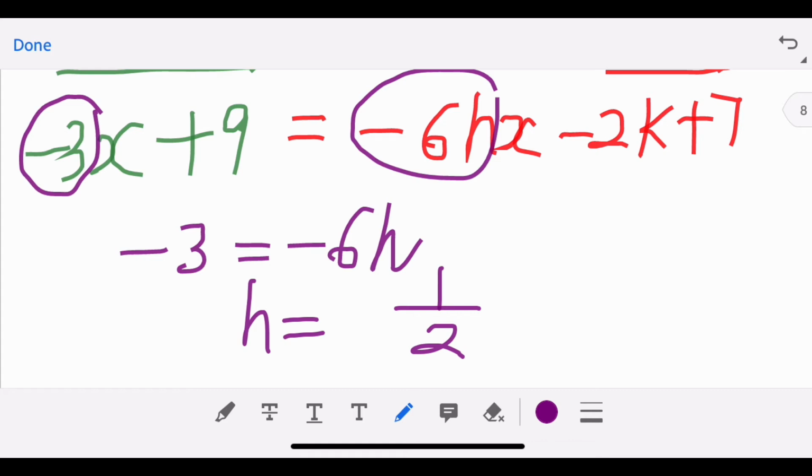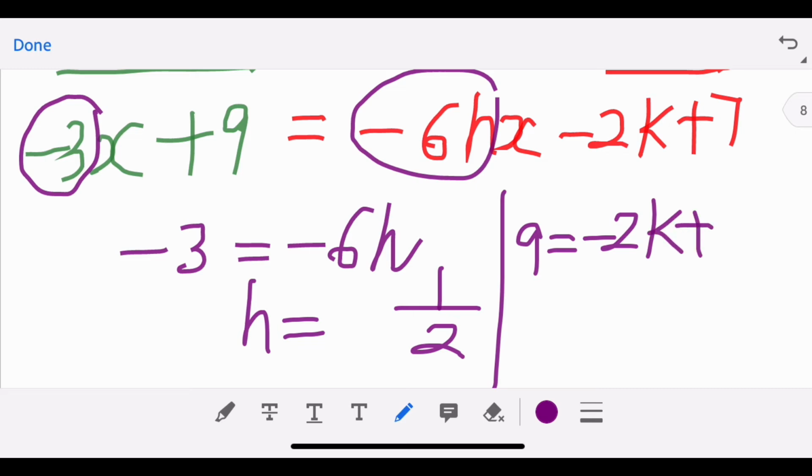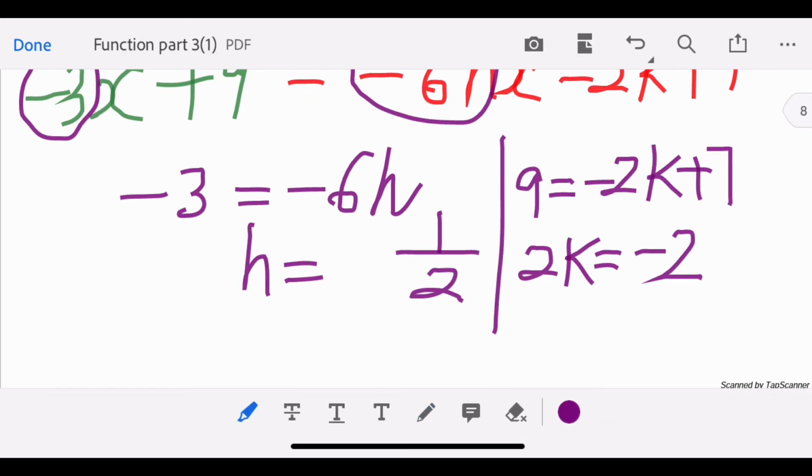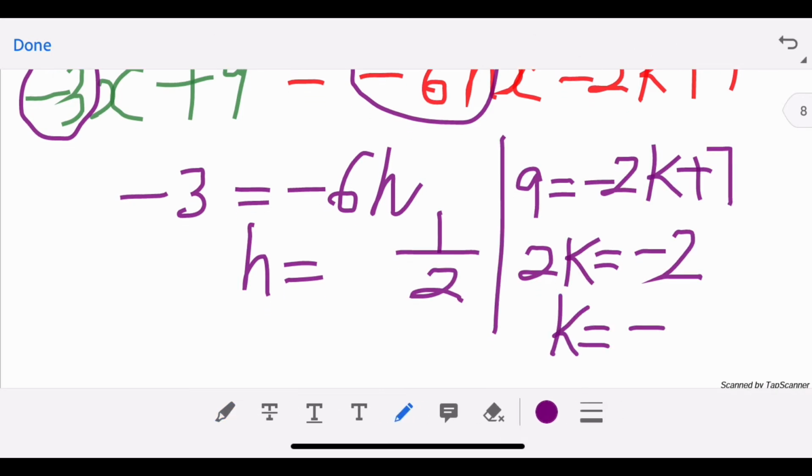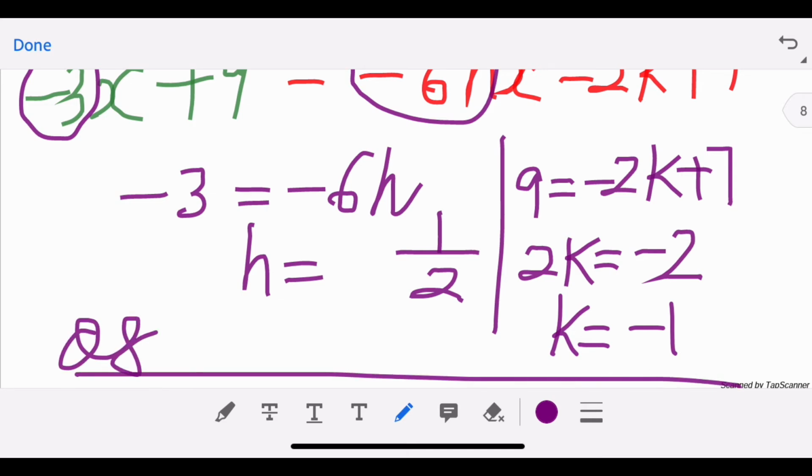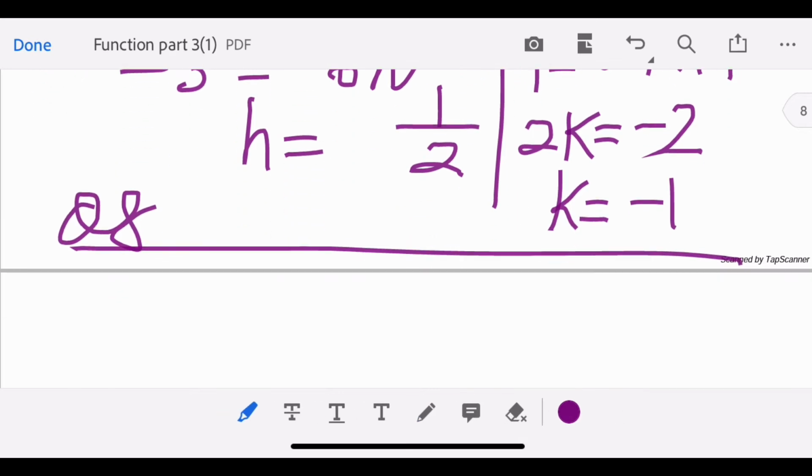Alright? So how about k? So 9 is equal to negative 2k plus 7. That means 2k is 7 minus 9, which is negative 2. Alright? So k is negative 1. So this is the answer for question number 8. Question number 8, answer is h is half, k is negative 1.